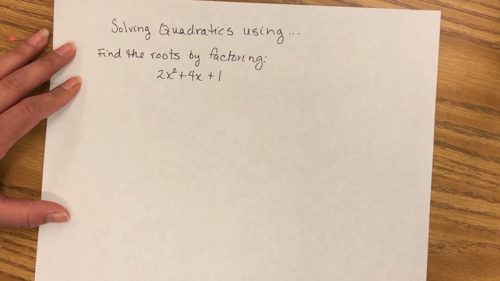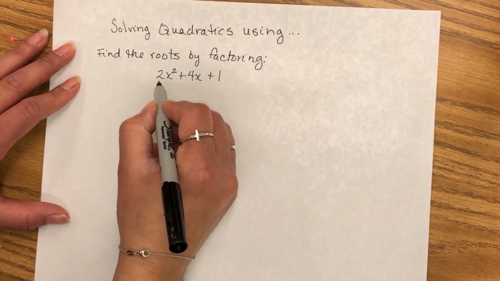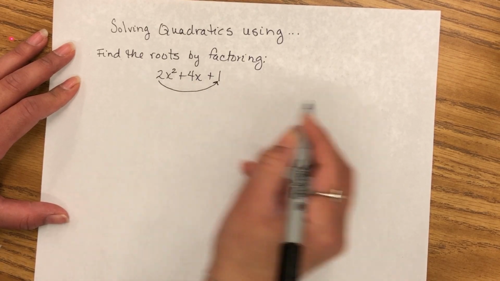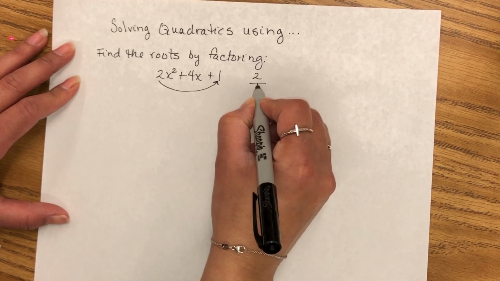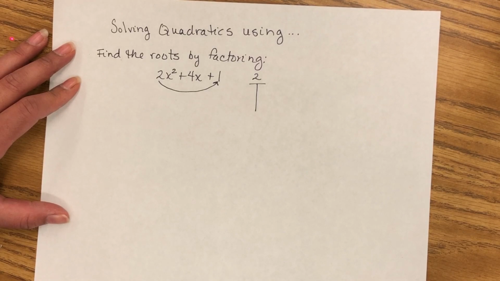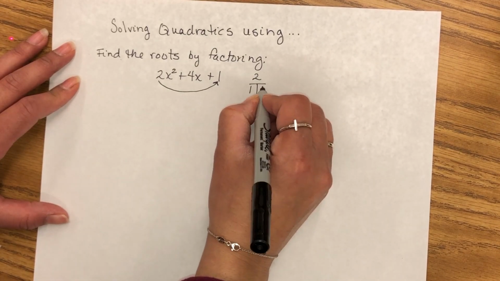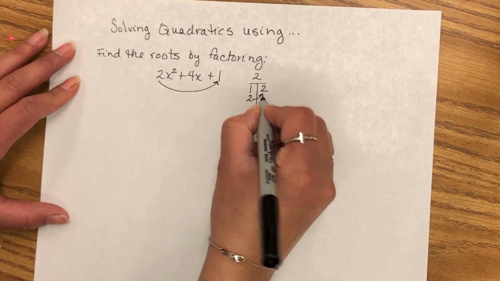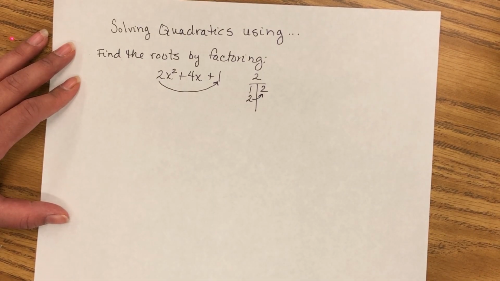All right, so step number one is always to check if there's a GCF. Can I divide 2, 4, and 1 by the exact same number? And the answer is no. So then we go to step number 2 where we do A times C. So 2 times 1 is 2. And we're going to list all the factors of 2. And the only way to get 2 is 1 times 2 because the next number is a 2 and it's already there, so I know I've got them all.